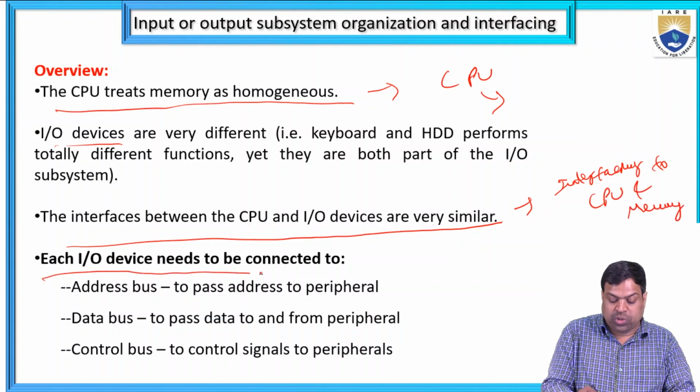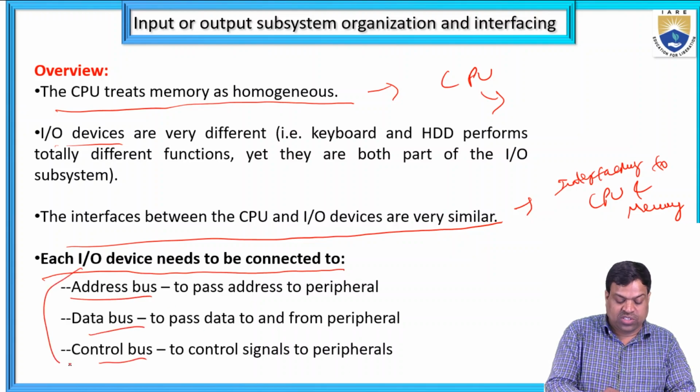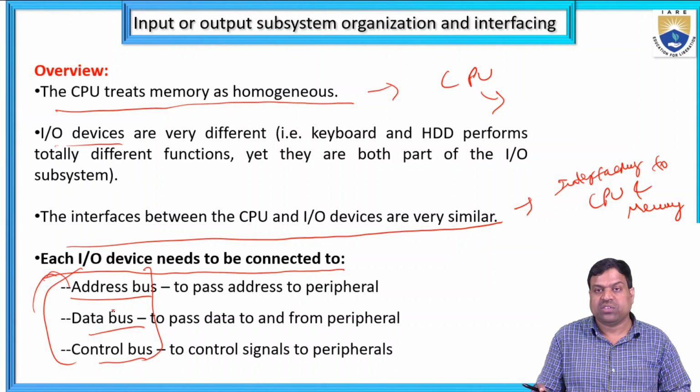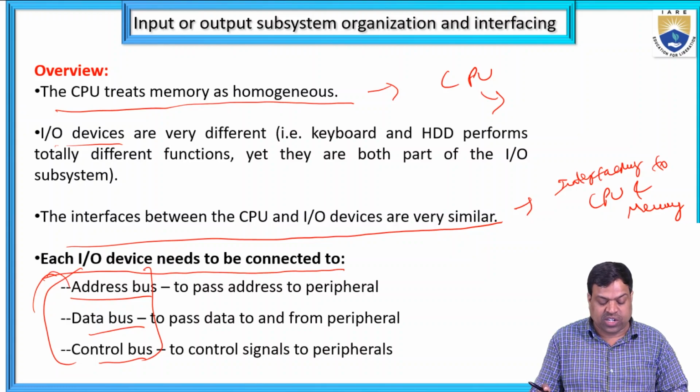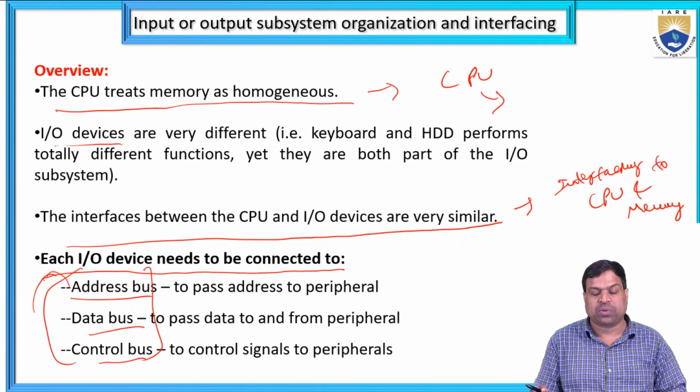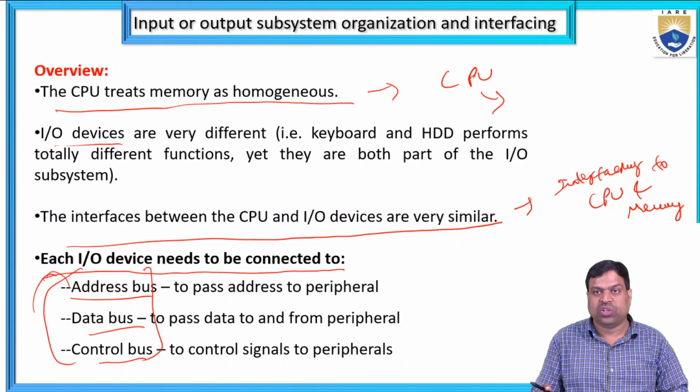So what do the input output devices need to be connected to? Address bus, data bus, and control bus. These are a must for interfacing to any of the CPU or memory. For interfacing, we need the address bus, the data bus, and the control bus. Without these buses, we can't interface to the CPU.